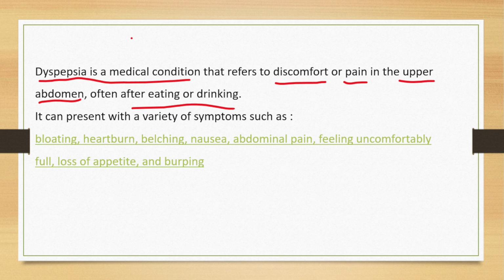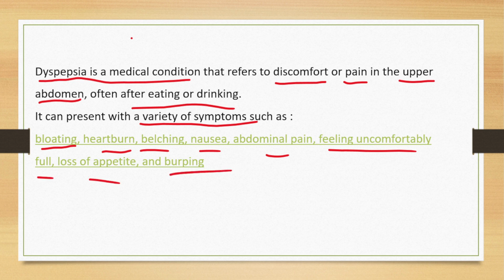It can present with pain, discomfort, and a variety of symptoms like bloating, heartburn, belching, nausea, abdominal pain, feeling uncomfortably full, loss of appetite, and vomiting. So a variety of symptoms, mostly related to the upper GI tract.